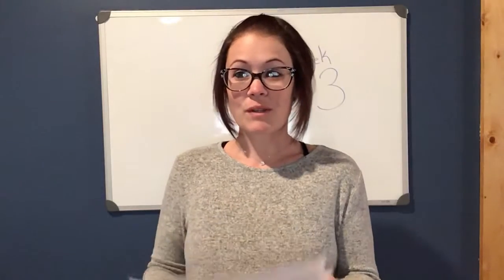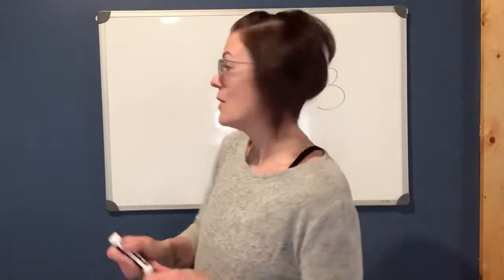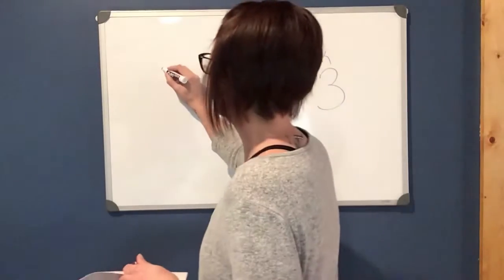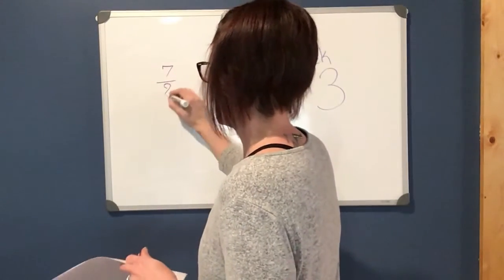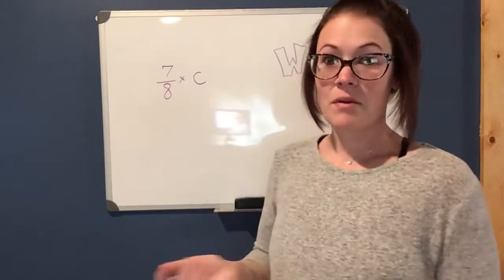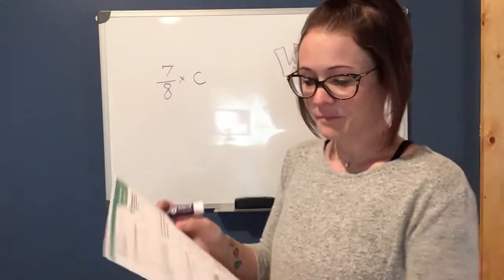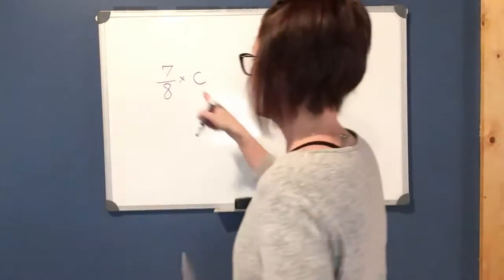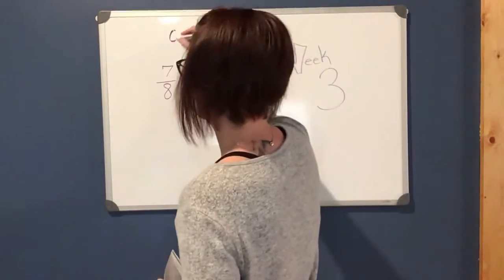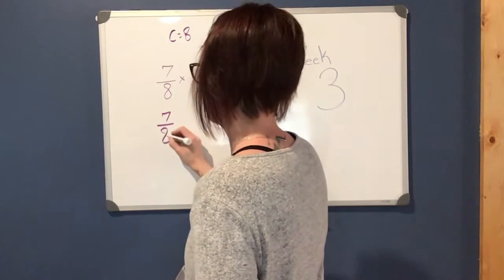There are a few problems, 8, 9, 10, and 11, that are marked as algebra problems. So basically what they're doing is they're giving you a variable. So for example, one says 7/8 times C. Well, many of you are thinking, I don't know what C is. Well, if you look right beside the problem, it says C equals 8. So if C equals 8, you just plug it in.